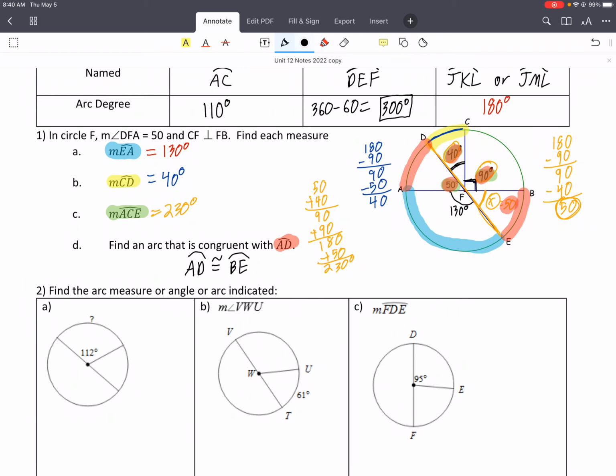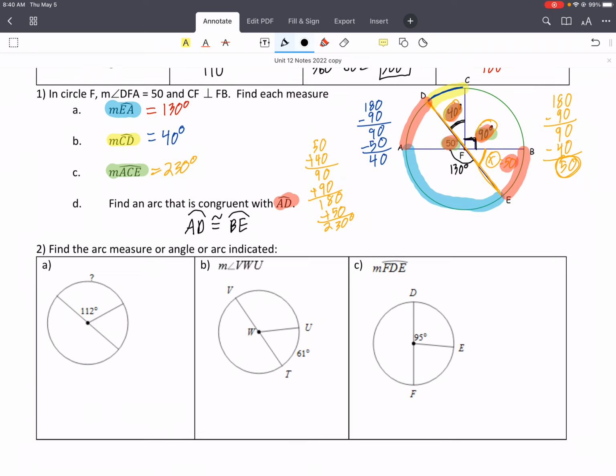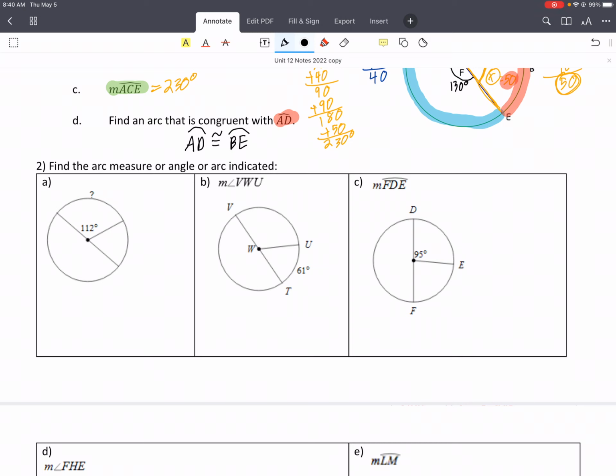Okay, so we're chasing the angle. We got to find the angle. Here, find the arc measure or angle of the arc indicated. So for this first one, we got to find our question mark, which is this arc right here. But we know that angle is 112 degrees. Nice and easy.